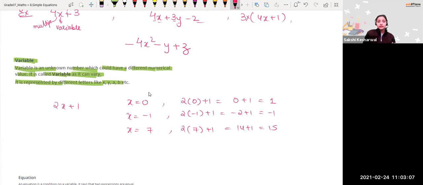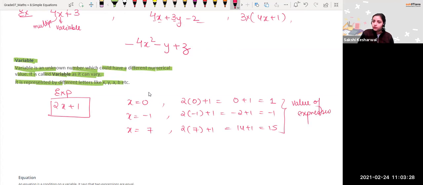So you see that this was your expression, and this expression has become this. As you give different values of x, you get different values of the expression. Later on you will be studying what these are. These are called the value of the expression, the values of the expression at x equal to 0, at x equal to minus 1, at x equal to 7. You will be learning this.